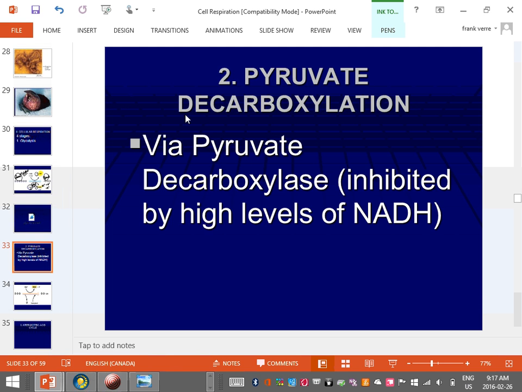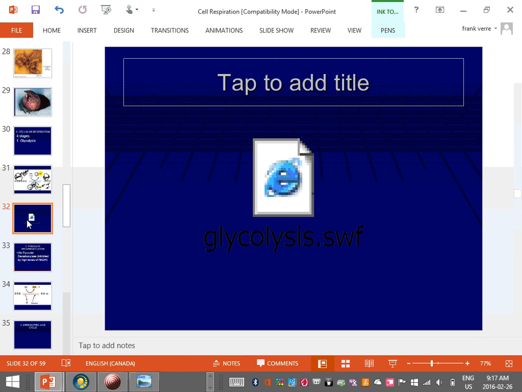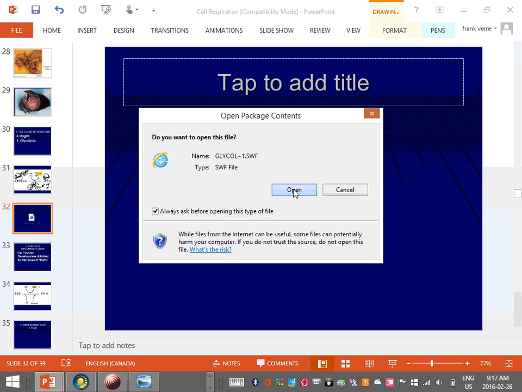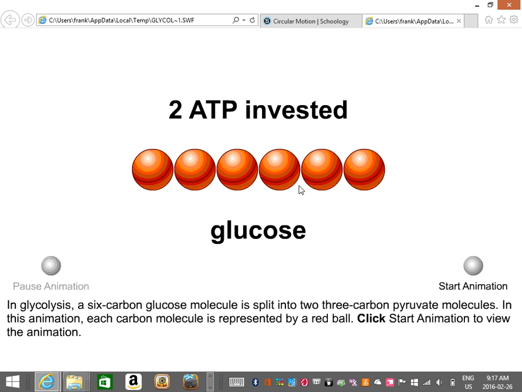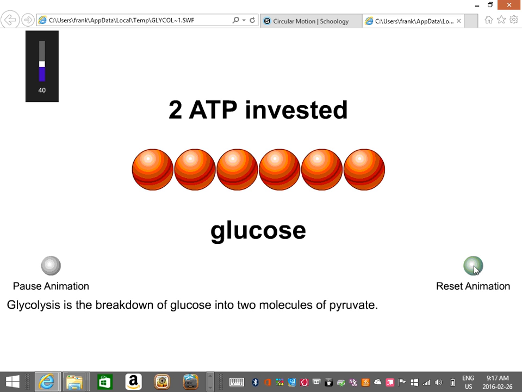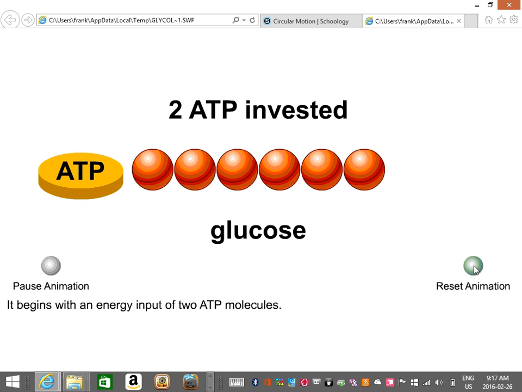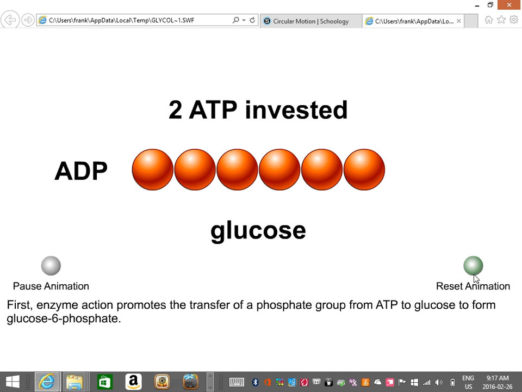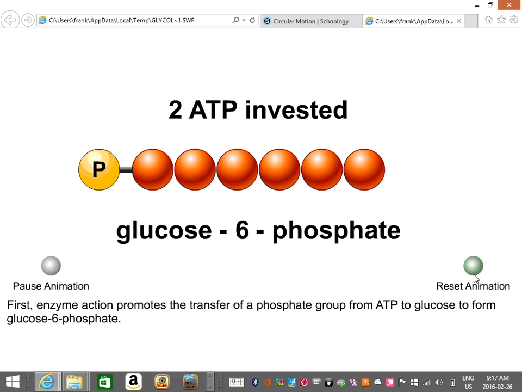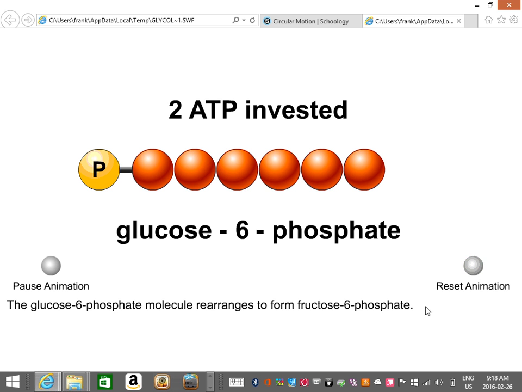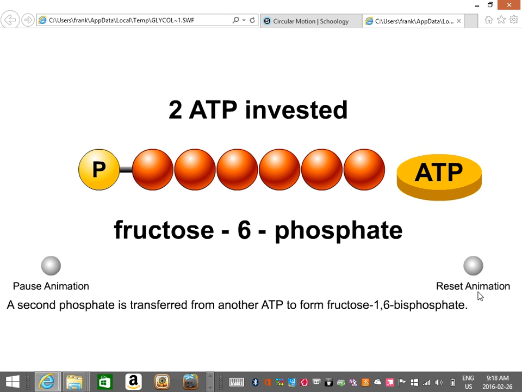Now, we know that it's not one step. We know that it's actually how many steps? Many, right? Glycolysis is the breakdown of glucose into 2 molecules of pyruvate. It begins with an energy input of 2 ATP molecules. First, enzyme action promotes the transfer of a phosphate group from ATP to glucose to form glucose 6-phosphate. The glucose 6-phosphate molecule rearranges to form fructose 6-phosphate. A second phosphate is transferred from another ATP to form fructose 1,6-bisphosphate.